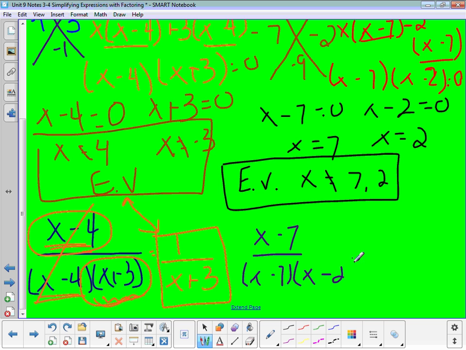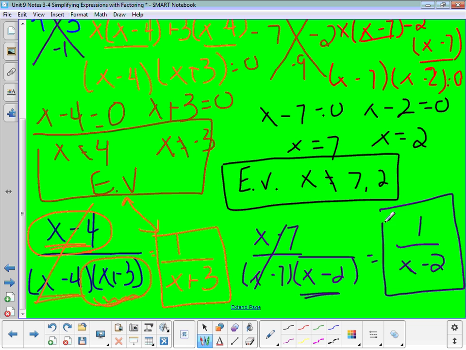Similarly to before, these x minus 7s can cancel each other out because that x minus 7 is the only thing on the top. When those cancel out, we're left with 1 on top. And then on the bottom, notice that x minus 2 is on the bottom, so this x minus 2 needs to stay on the bottom. So that's your final answer. Again, you need both of those answers.